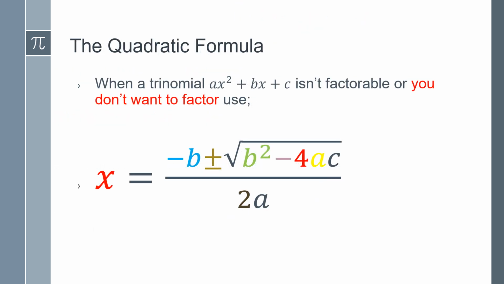All right, this last solving equation technique is called the quadratic formula. It's for when a trinomial isn't factorable or you don't want to factor it. So you're going to use this quadratic formula. And when you think of the quadratic formula, think of the song: x equals the opposite of b plus or minus square root b squared minus 4ac all over 2a. You just got to remember that song. It's going to annoy you, but it's going to help you remember it.